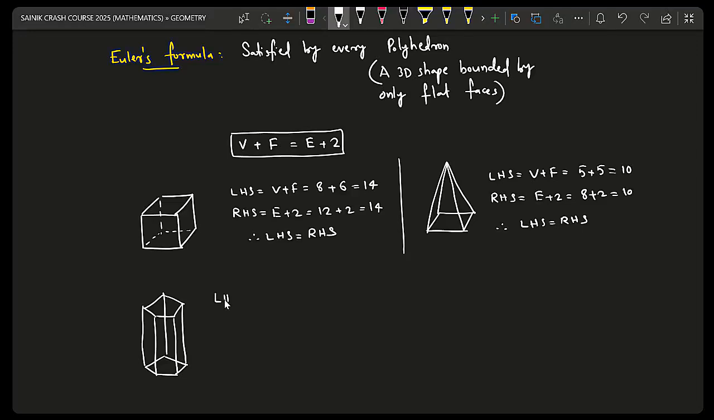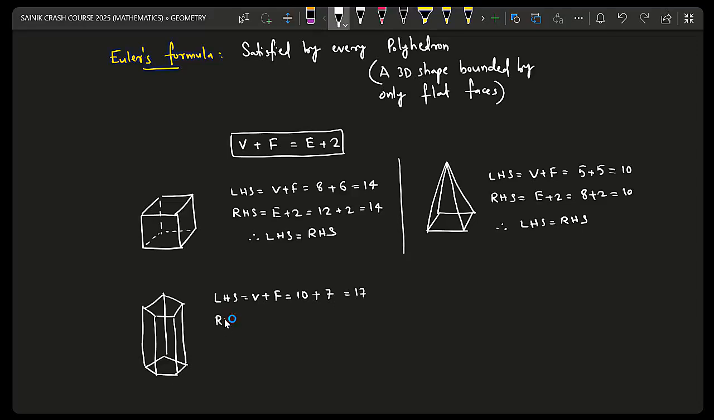So on the LHS we want V plus F. Harshavardhan, can you tell me how many vertices are there? Sir, 10. Very good, 10. And faces? Sir, bottom 1, top 1 and lateral 5, total 7. Very good, 7. 10 plus 7 is 17.